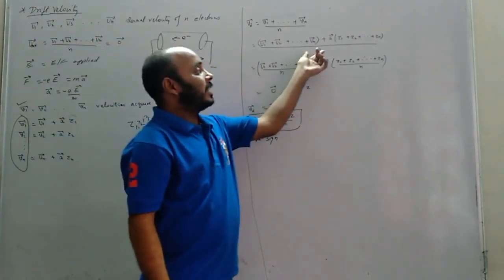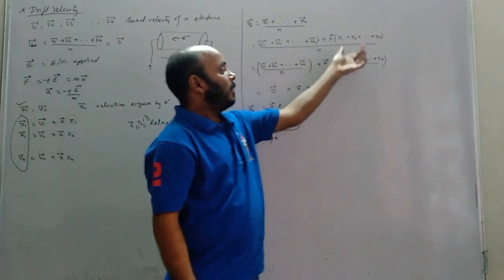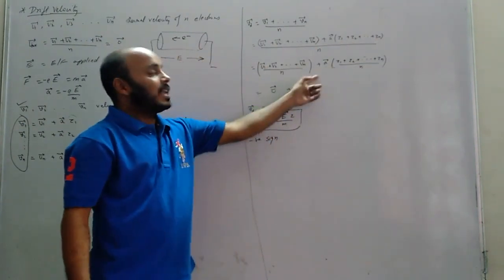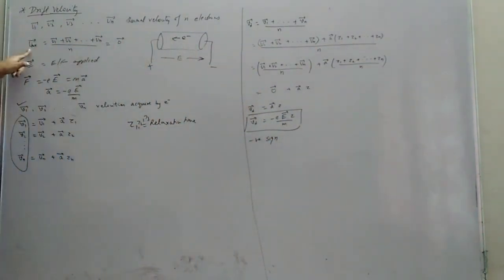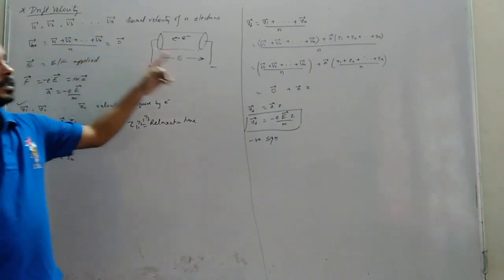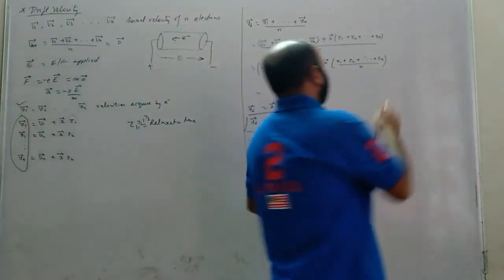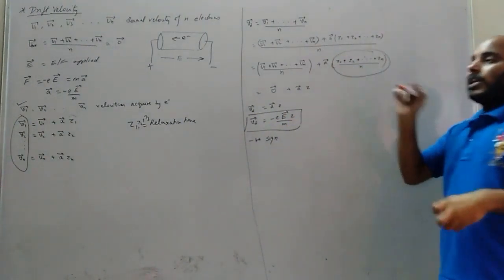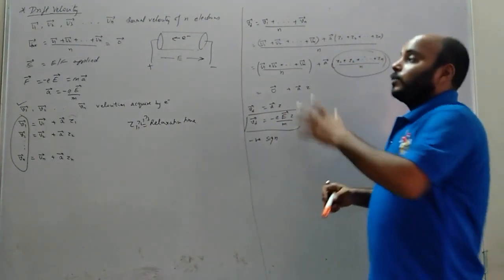Now we segregate the n here. Now what is this? This is average thermal velocity. We know average thermal velocity is zero vector. Okay. Now, then what is this? What I have told you while discussing the definition.